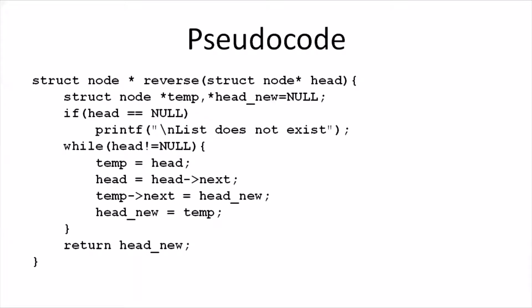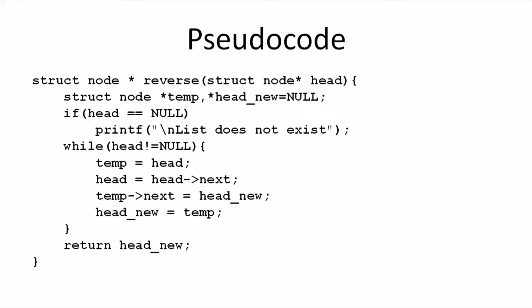Here we pass the head of the existing linked list as a parameter to the function reverse, and finally we return the new head of the reversed linked list back to the calling function. Inside the function reverse, we need two pointers, the temporary pointer temp and the new head pointer head new, which will be pointing to the reversed linked list. Now, if the head that is passed as a parameter to this function is null, it indicates that the linked list does not exist. Hence, there is no question of reversal. So we simply display "link does not exist" and return null.